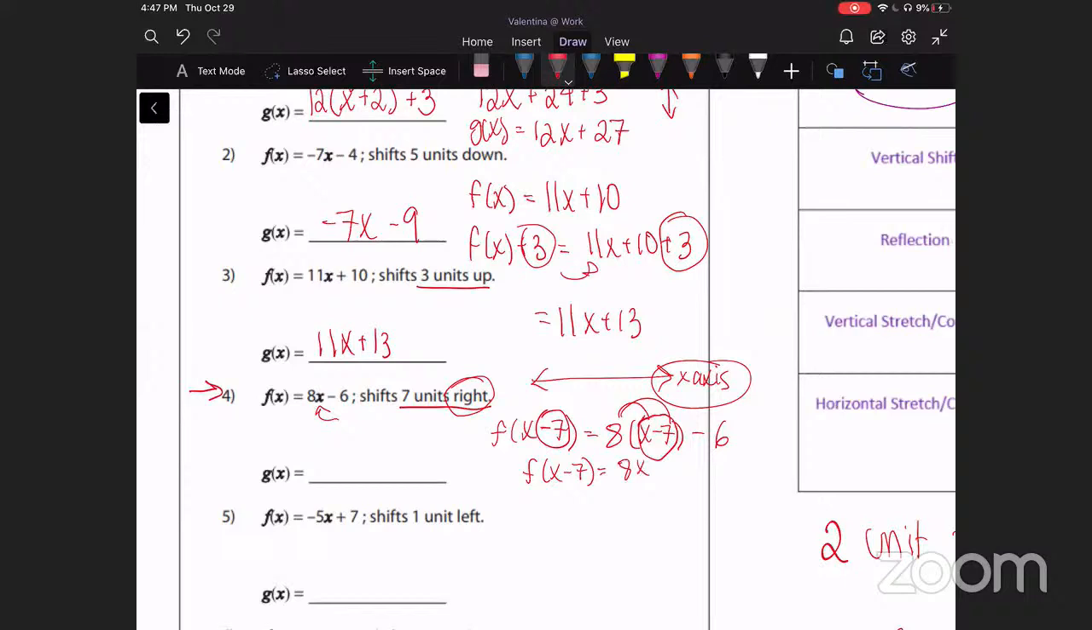So would we keep it or would we distribute on both sides? You would distribute. You don't distribute on this side because what they're saying is that the new function is called g of x. So g of x is equal to f of x minus 7. So they could have, like, this is your new function. It has a new name, but it's basically this. So you would only distribute this side just to simplify it and make it look easier to read. Does that make sense? Yes. So then you would just say g of x is equal to 8x minus 62.